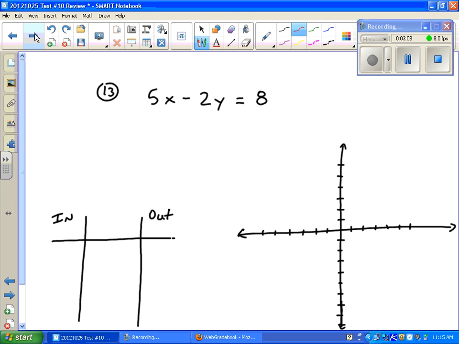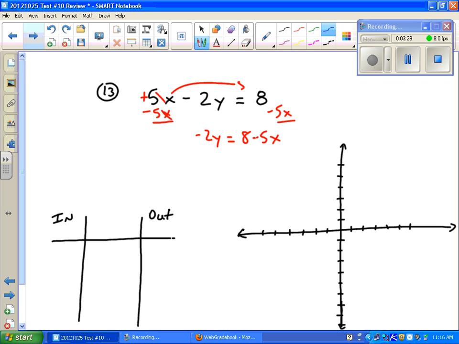Number 13, 5x minus 2y. You want to get y by itself, so move 5x over. It's positive 5x, so subtract 5x. That'll cancel. If you do it to one side, you have to subtract 5x from that side. You have -2y equals 8 minus 5x.